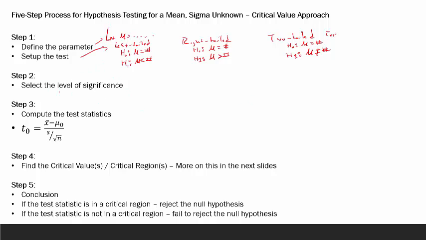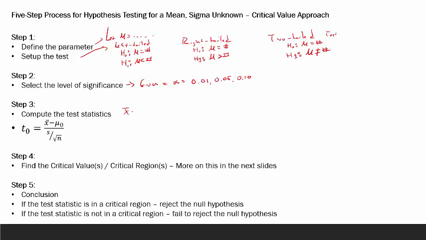After we do that, step 2 is you're going to select your level of significance. For our class, this will always be given. It'll be alpha, and the 3 common ones are 1%, 5%, or 10% level of significance. Then you're going to compute the test statistic. In the previous lecture it was denoted as z sub 0. Here it's denoted as t sub 0. You take the sample mean minus mu naught, the assumed population mean, divided by s divided by the square root of n, where s is the sample standard deviation and n is the sample size.